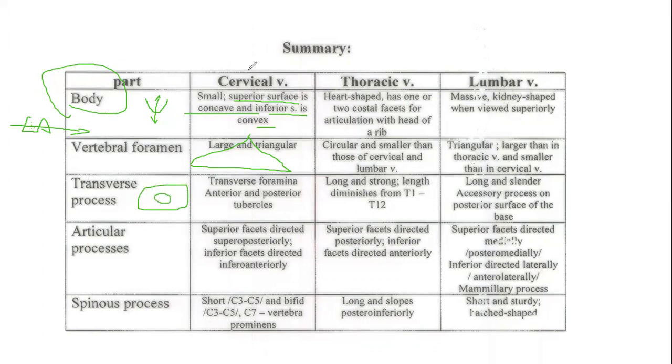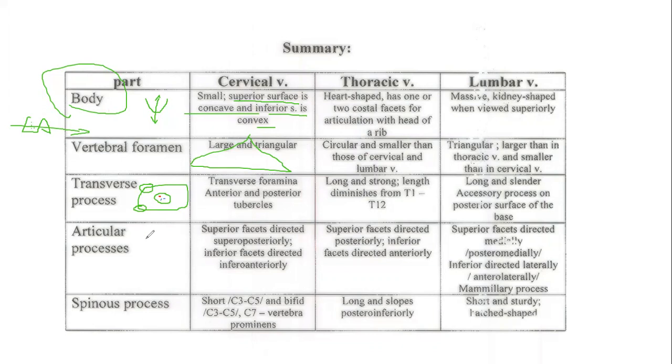Transverse foramen, inside we've got the artery and we've got veins, 2 veins usually. So we've got vertebral vessels inside the transverse foramen. The anterior part is called the anterior tubercle. The posterior part is called the posterior tubercle.